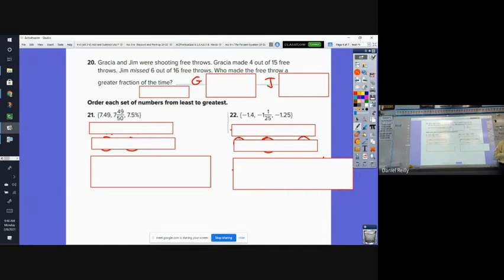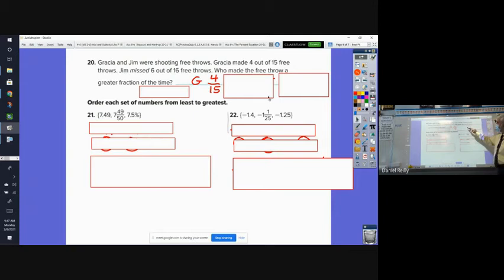Evie, did you write these down at all? I put them over as fractions. So 4 out of 15, did you convert that to a decimal? No, I just compared the two, which one was bigger and which one was smaller. Yeah, that's not so easy to do, though. Well, maybe it is. What did you get for Jim?